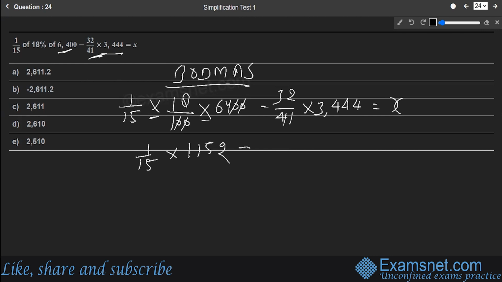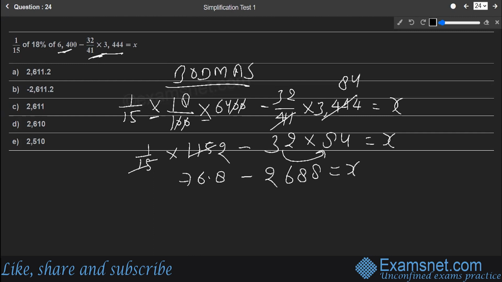okay, minus now 41 into 3444. We can cut down this, okay, because the divide is there. This 41 can completely cut down this number by 84, so we get 32 into 84 is equal to x. That is the next thing that we have. Now if we try to solve this, we have to divide 1152 by 15, and the exact value comes out to be 76.8, minus 32 into 84, if you do, it comes out to be 2688 is equal to x. So if we subtract from this, the x value is coming out to be minus 2611.2. That is the ultimate x value coming. Let us see where it is available. It is available in option number B, becomes the right answer.